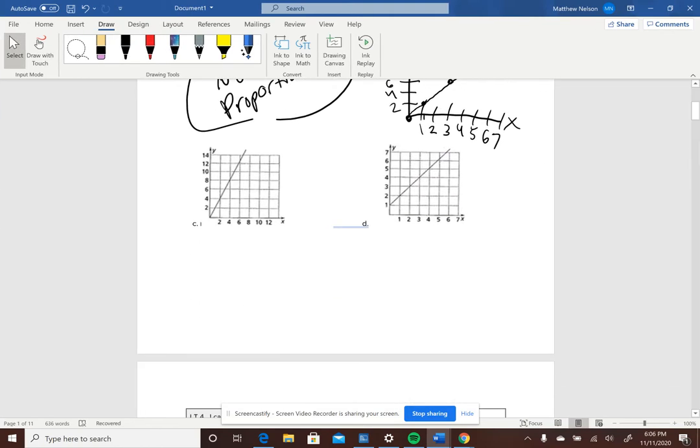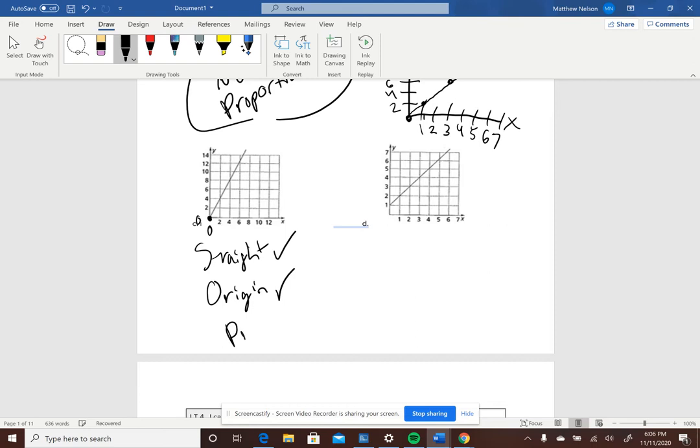And now we're moving to C and D. So our first one, we're looking at, is this line straight or linear? Well, yes, it is. So straight line, check. Now we're looking at, does it pass through the origin, right? Point 0, 0. And here we see it does, right? This is 0 for our x, 0 for our y. So therefore, it is proportional because it meets both of the requirements for a proportional graph.